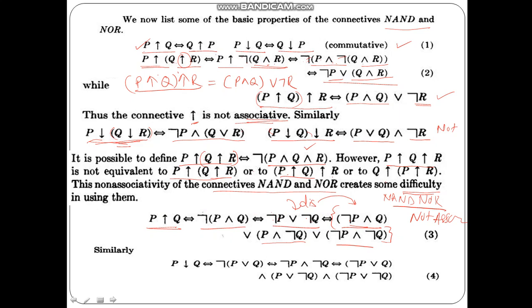And the final thing is that P NOR Q can be similarly represented as not P and not Q, and that will be equal to not of P or Q, and so on. That can be seen here.